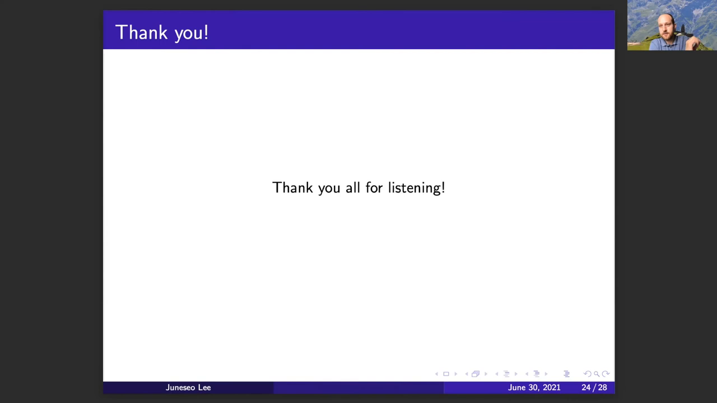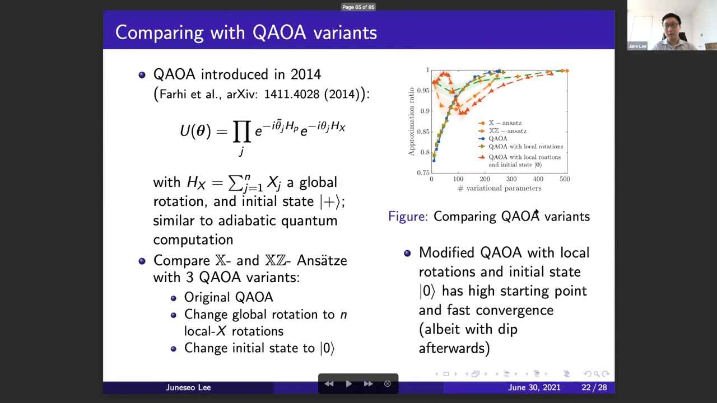So if not, I have one. Regarding this strange dip in the plot you've shown a couple of slides before, if you could go back two slides. This one? Yeah. I was wondering regarding this strange behavior of QAA starting from the zero state. Do you have any clues about what's happening there?